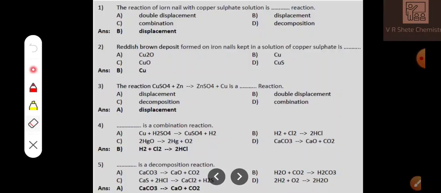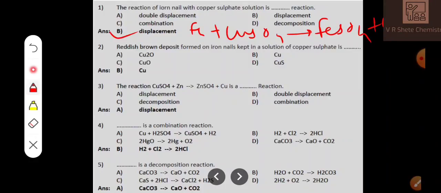First chapter, that is chemical equations and reactions. The first question: the reaction of an iron nail with copper sulfate is a type of reaction. When iron reacts with copper sulfate, Fe reacts with CuSO4, it gives FeSO4 plus Cu. So it is a displacement type of reaction. A more reactive atom replaces a less reactive atom.